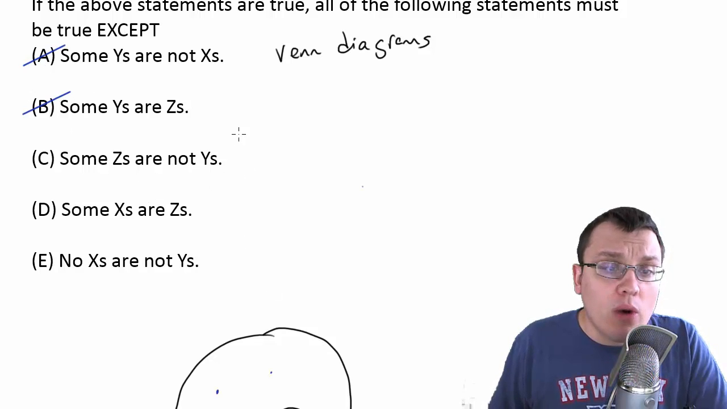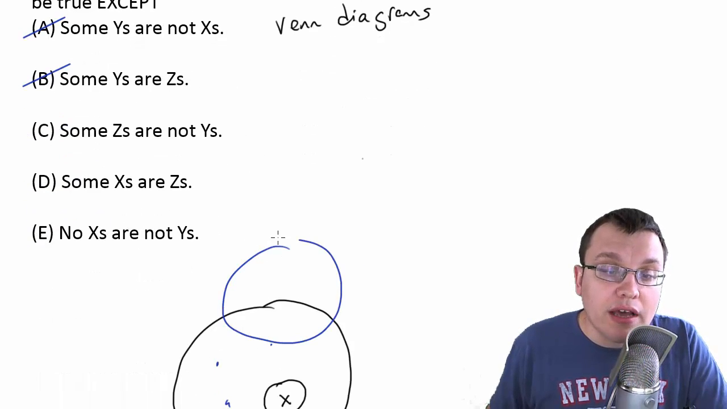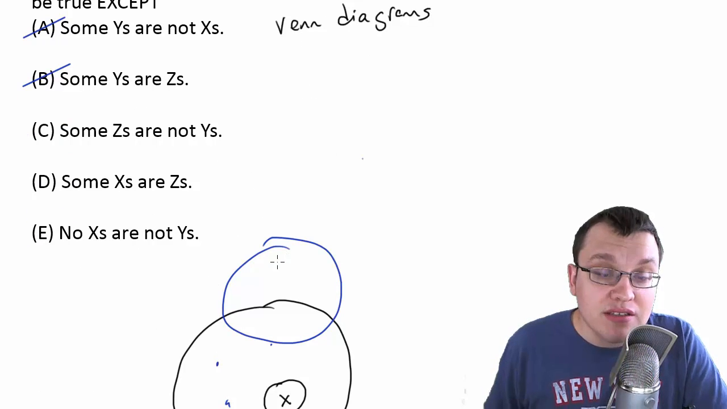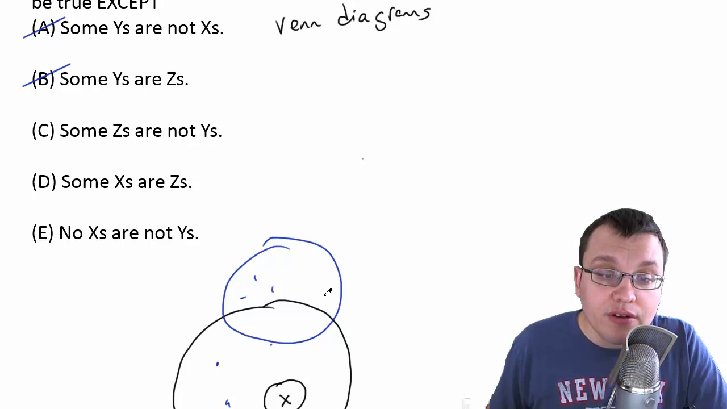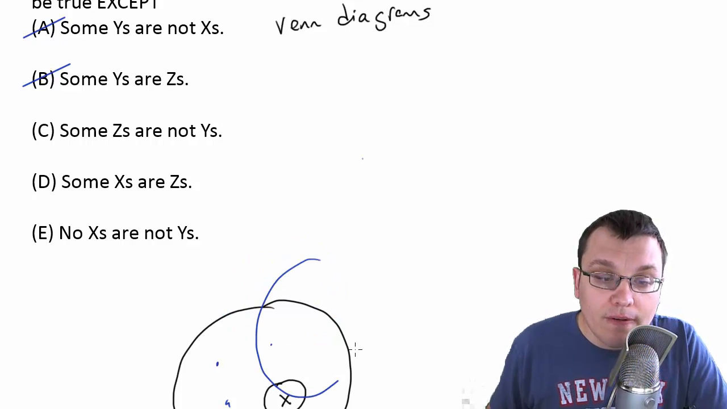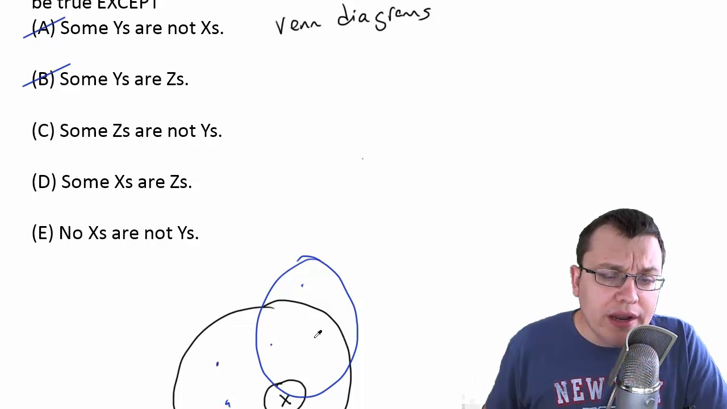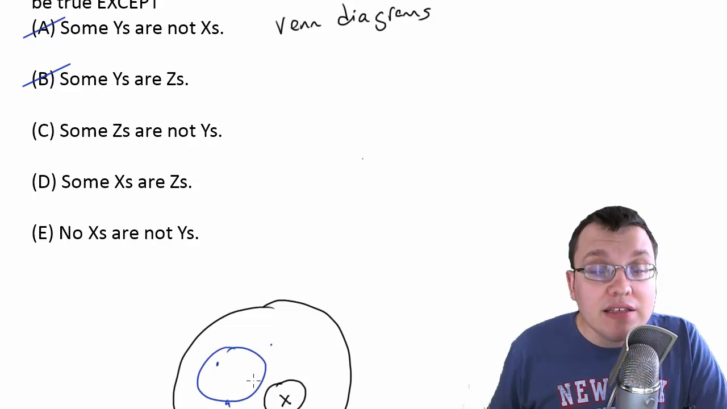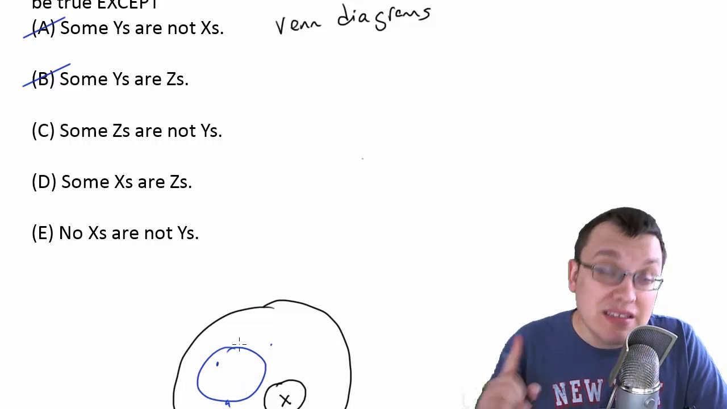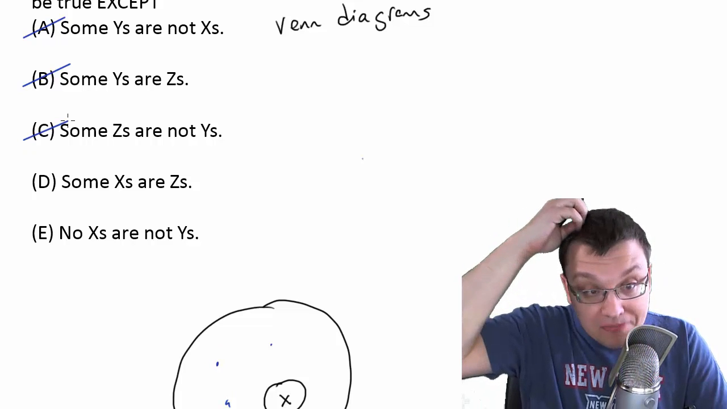Choice C: some z's are not y's. Well, they tell us that some z's are y's, so we can maybe draw it like this, but that implies that there are some z's that are also not y's. There are some z's that are outside of the y circle. And that's true regardless of how we draw this. You might say, what if we drew it like this or like this? The problem there is it didn't say all z's are y's. It said some. So for that reason, we can get rid of C because C is true.